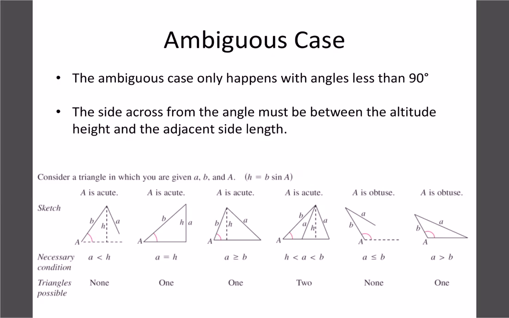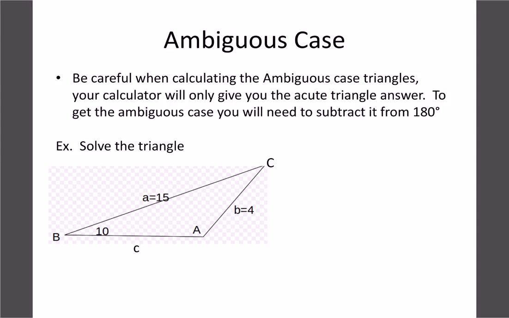Let's go through the rest of the notes. A couple of things to remember is the ambiguous case only happens when you have an angle less than 90 degrees. And we're going to come to the rest of this again later. So the trick is when you're calculating the ambiguous case, your calculator is always only going to give you the smaller of the two angles. So for this, the way I've got this triangle drawn, when we solve for angle B, it's going to give us this small angle over here, not the bigger angle that we want. So the trick is we need to subtract it from 180.